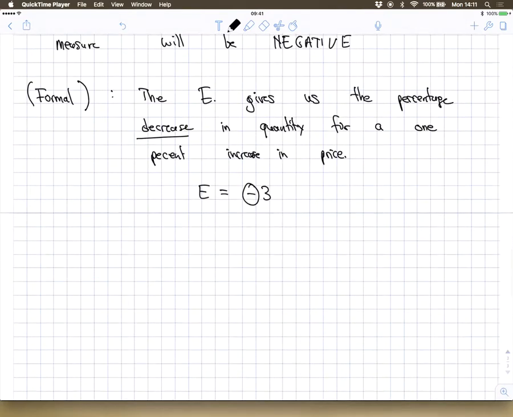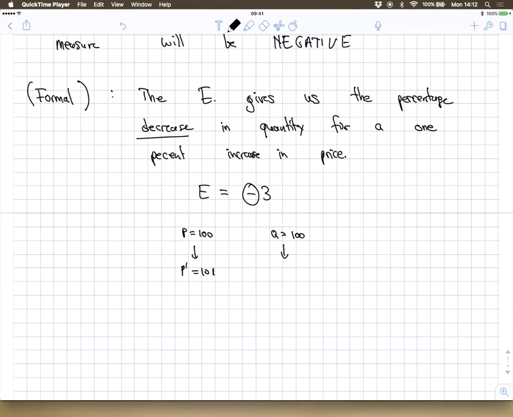So for example, if at this point price was equal to 100 and quantity was equal to 100, if you increase price by 1% to 101, price prime goes to 101, what is your guess? What will happen to the quantity?